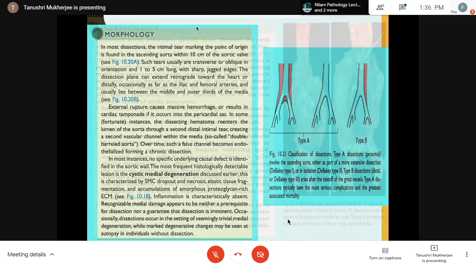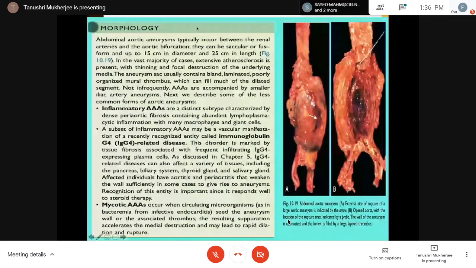So, abdominal aortic aneurysms typically occur between the renal arteries and the aortic bifurcation. They can be saccular or fusiform and up to 15 centimeters in diameter. Extensive atherosclerosis is usually present with thinning and focal destruction of the underlying media. The aneurysm sac contains bland, laminated, poorly organized mural thrombus which can fill much of the dilated segment.